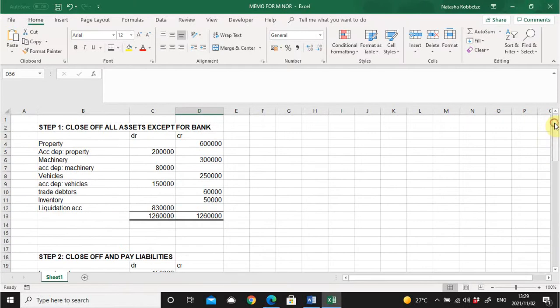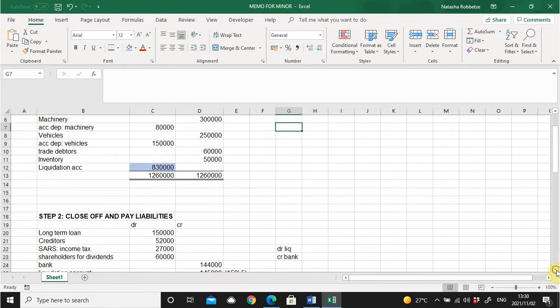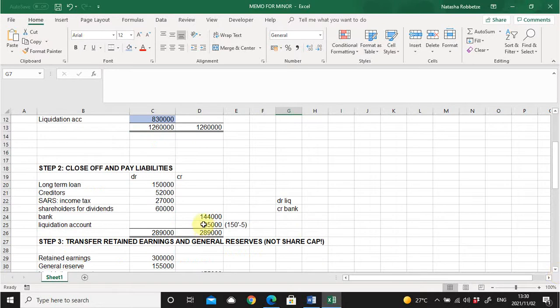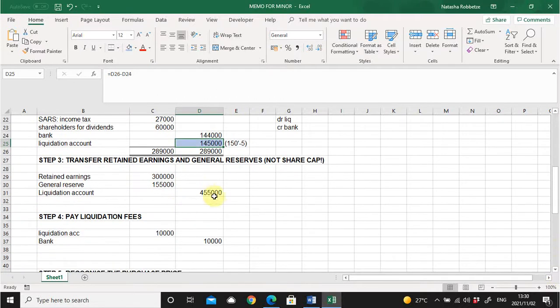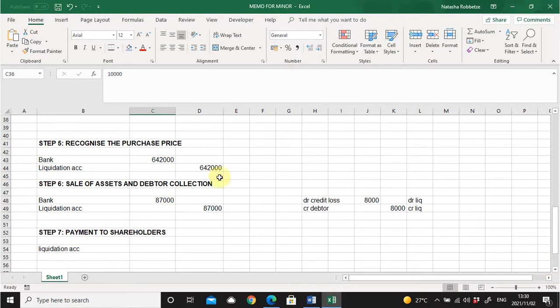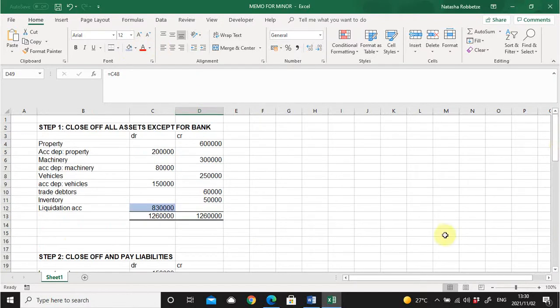So if I look at my liquidation account entries, I had a negative entry here for liquidation because the liquidation is treated as an income. And if you debit income, then it's lesser, right? So we had a liquidation here, then we had a positive 145 there. Then we had a positive 455 there. We had a negative 10,000 there. We had a positive 642 there, and we had a positive 87 there.